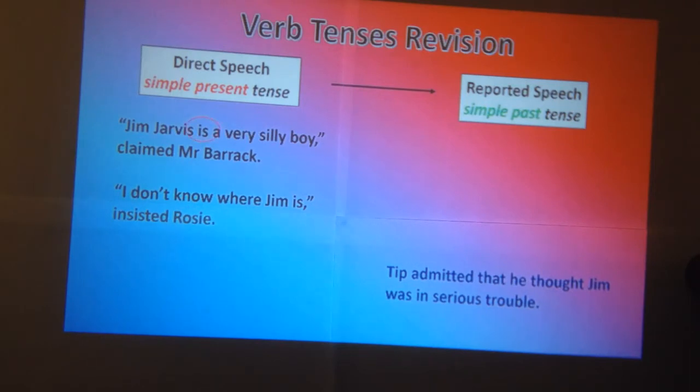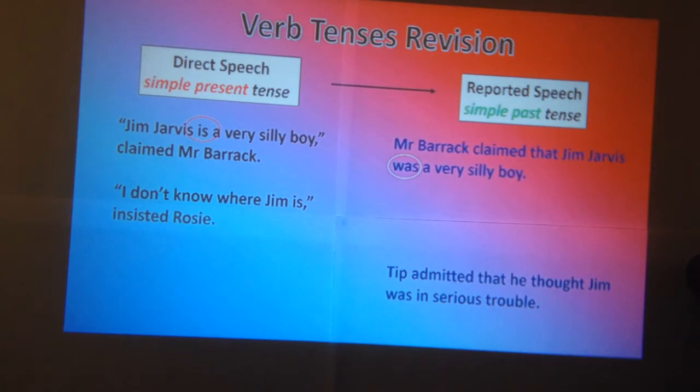Notice I've circled the word "is" in present tense, and you'll have noticed that I've put it in reported speech. Mr. Barrack claimed that Jim Jarvis was a very silly boy. And notice I've circled the word "was". So "is" is present tense, "was" is past tense, and notice that I've turned the sentence around and there are no inverted commas in reported speech.